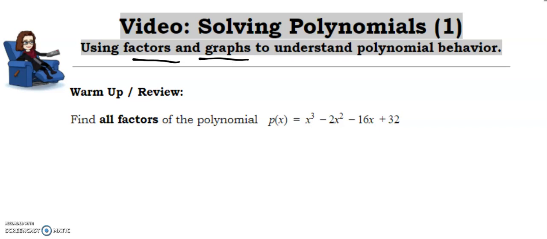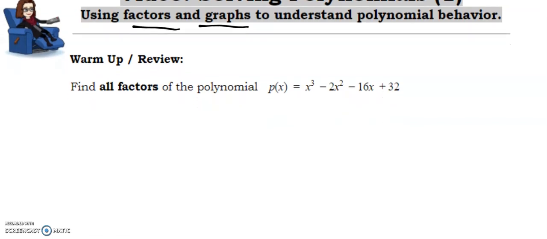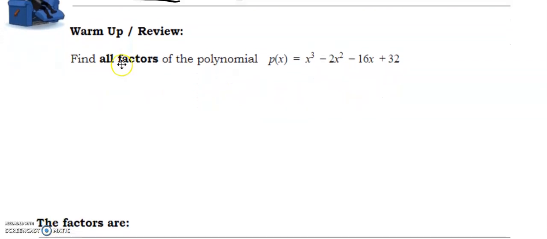their roots. So the first thing I have for you is a warm-up and a review. Find all factors of the polynomial p of x. So I'm going to ask that you pause your video and try to factor. Consider the idea that this has 4 terms, so that might help you in deciding how to start factoring. Go ahead and unpause once you have all factors of this polynomial.